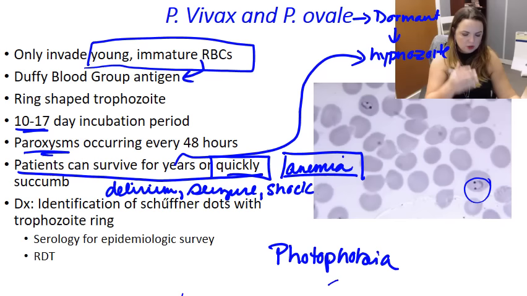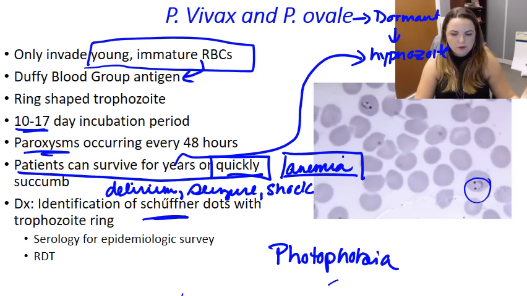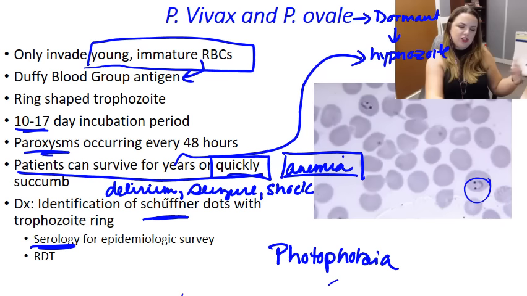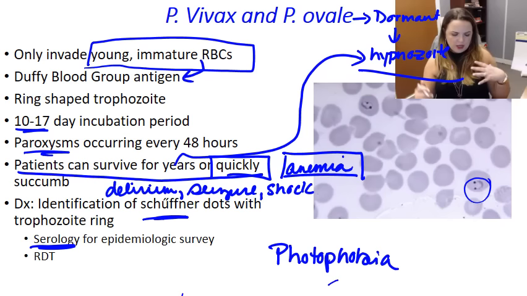To identify it, you're going to look for those Schuffner dots with the trophozoite ring in the blood smear. There is serology available, but the serology isn't really helpful, right? Because for this one, since patients can go dormant for years with their P. vivax or P. ovale, or they can get over it, if you have a patient that's really, really ill, they could be sick with something else and you're trusting the serology and it just turns out that they've got a hypnozoite dormant form. So it's really just for epidemiologic survey, not for diagnosis. There's also a rapid diagnostic test, which can be used as an adjunct to diagnosis.